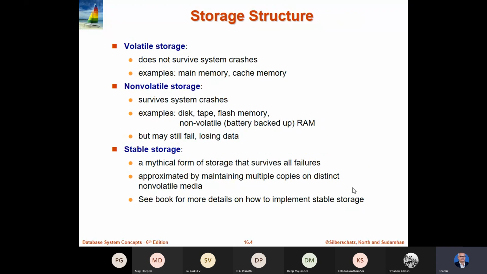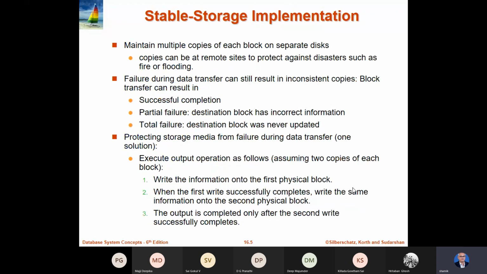There are many different ways of implementing stable storage. As I said, see the book for more details. You can maintain multiple copies, and you can make it physically in a different location. At least you should not have it in the same server box, or even in the same rack of servers, because if for some reason there is a major power swing, all the disks in all the servers in a particular rack might crash. So it is good to keep it in a different rack of servers, or in a physically different location, and so on.